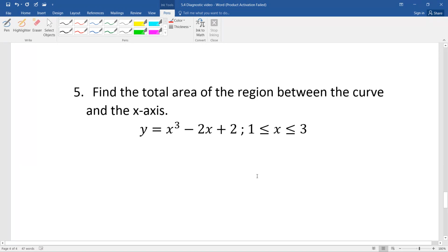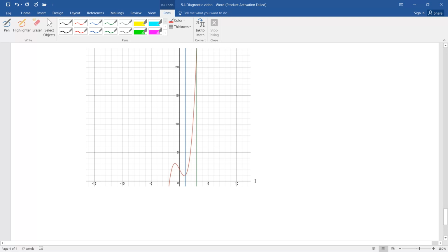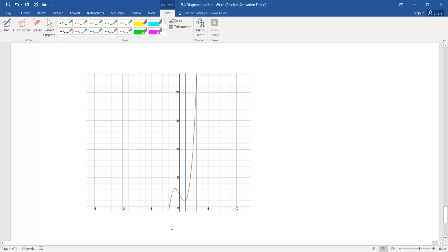It's a good idea to look at the picture first to see what it looks like. Here's a graph of this function. This is the one in red. So here's a picture of what we're looking for. The function goes all the way up past 20 on the right. On the left, it's down at 1. The width of this interval, we're going from 1 to 3, is 2.